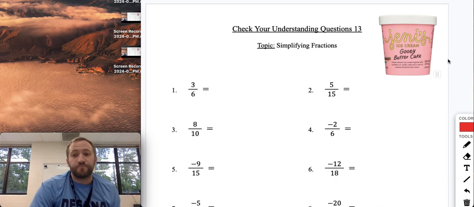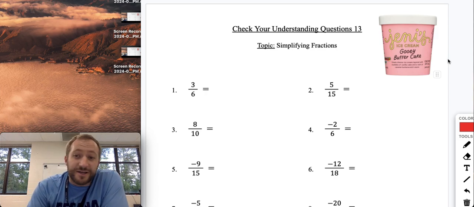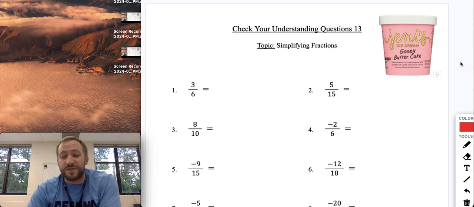Let me know if you do. And also let me know if you love any other flavors, because I love pretty much all their flavors. So I love to talk about ice cream, and this one right here is definitely worth a try. So anyway, let's get back to the math.